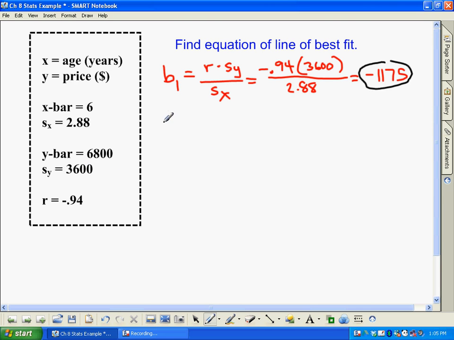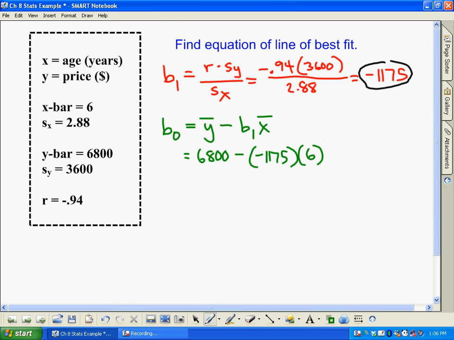Now if we want to find the y-intercept, we would take the mean of our y's and subtract the slope times the mean of our x's. In this case, the mean of our y's is 6,800, minus our slope, which is negative 1,175, times the mean of our x's, which is 6. So once again, grab the calculator, and by the way, this is the exact same thing as 6,800 plus 1,175 times 6. When you do the calculation here, you should get 13,850.